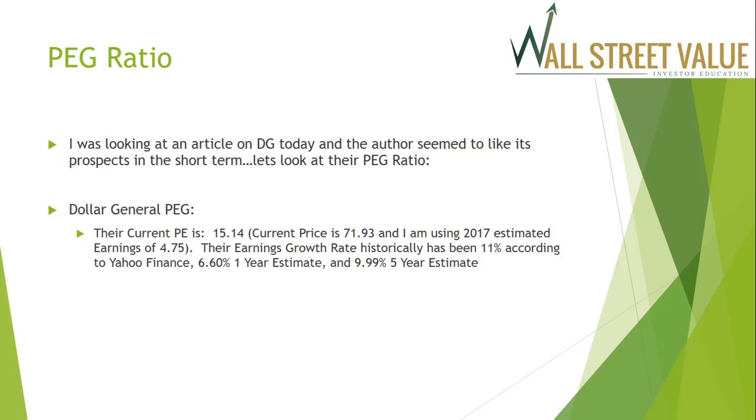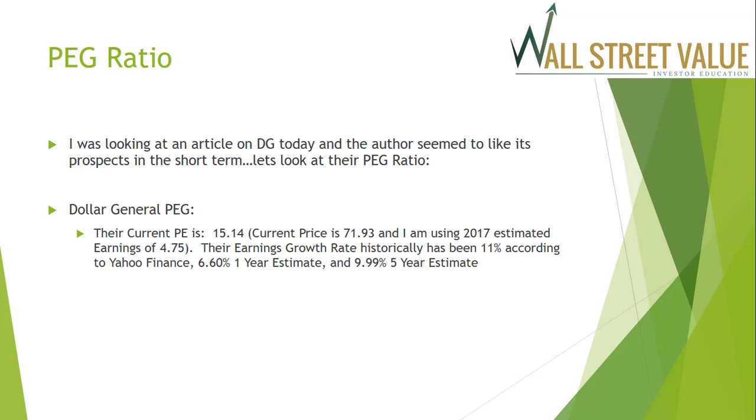I was looking at an article on Dollar General, and the author seemed to like the prospects for the short term. As I'm recording this, it is January 2018. I actually did this analysis several months ago in 2017. At the time, the current PE was 15.14. The current price was $71.93, and I was using the 2017 estimated earnings, which is $4.75.